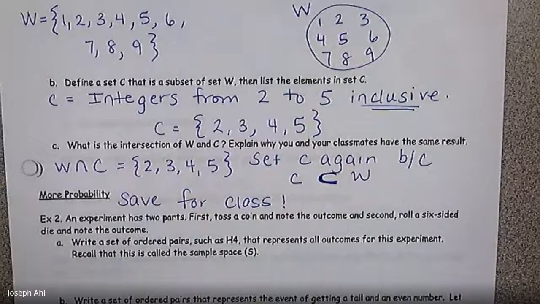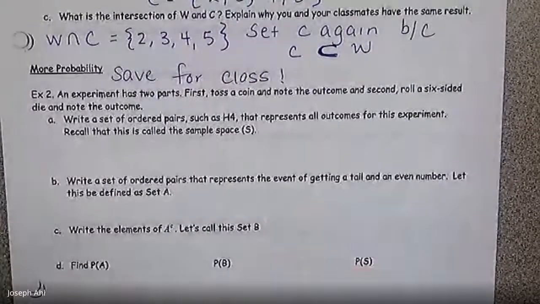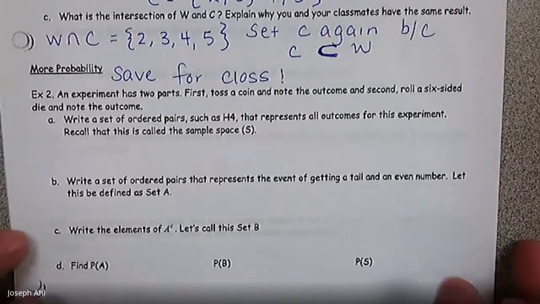As you can see, I've already noted that we'll do this one in class. This is going to be an experiment where we toss a coin and then we roll a 6-sided die, and we're going to note some outcomes based on that. We talked about that a little bit, but you know what? We'll save that for a warm-up in class next time we're together.